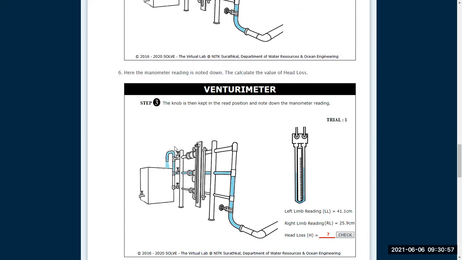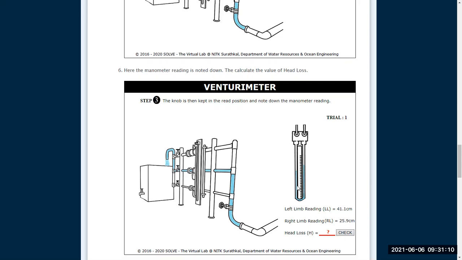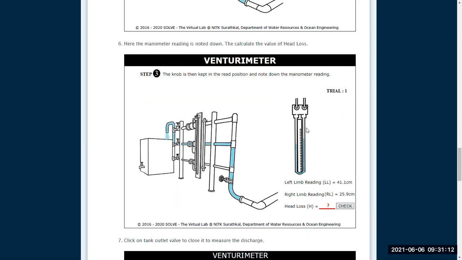Once you remove the air bubbles, water will flow through the venturi meter. You can see here the water is flowing through the venturi meter. Then the manometer will give you the pressure head difference, as you can see in this figure. The manometer is giving a reading, one on the right limb and another on the left limb. So you have to take both the limb readings.